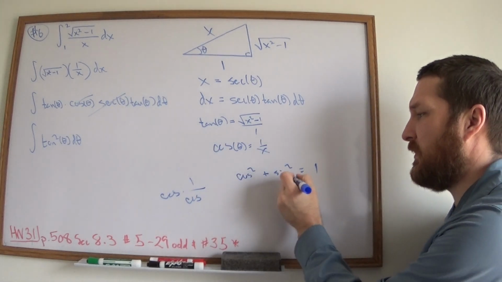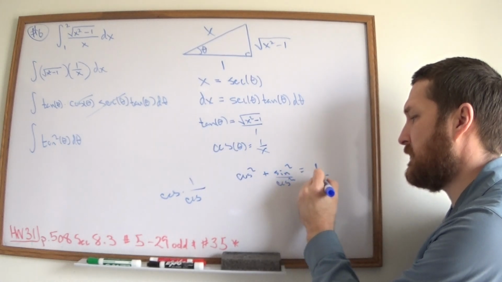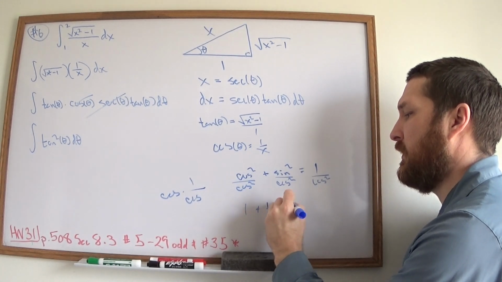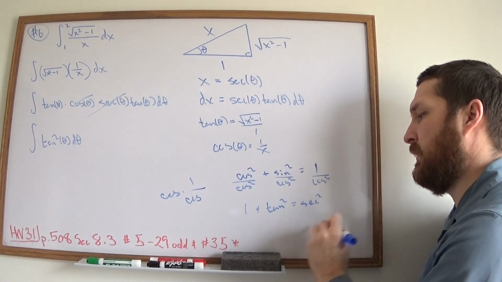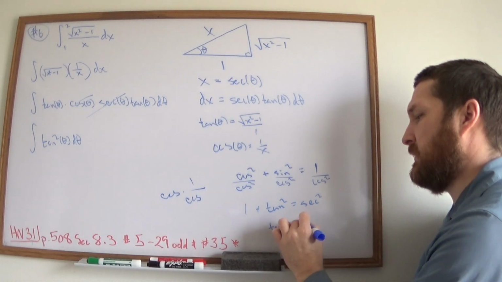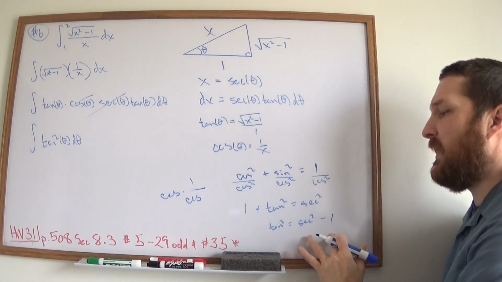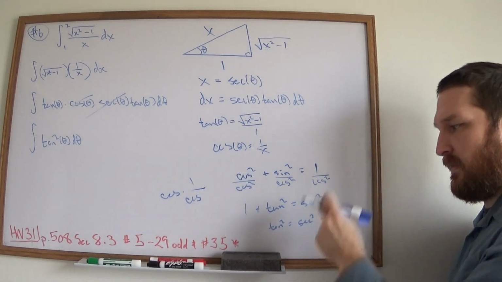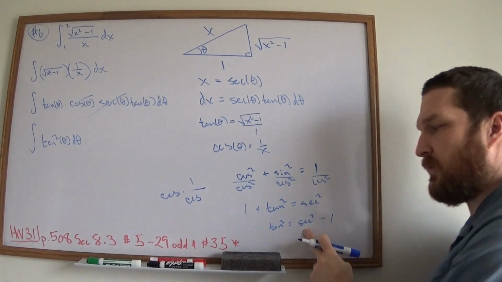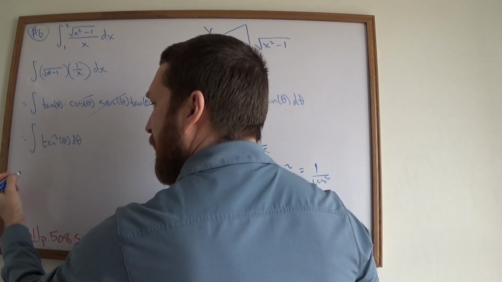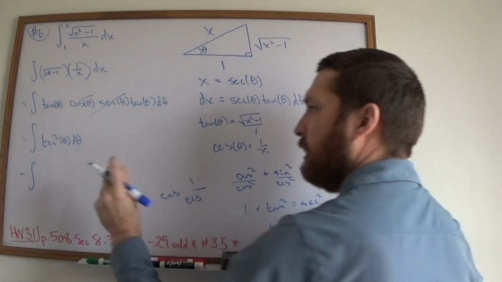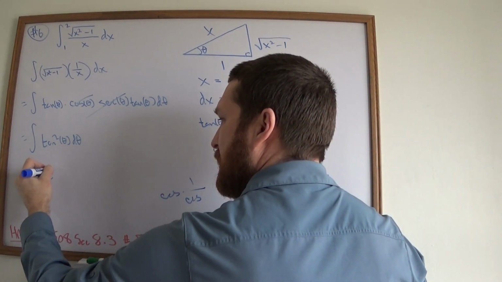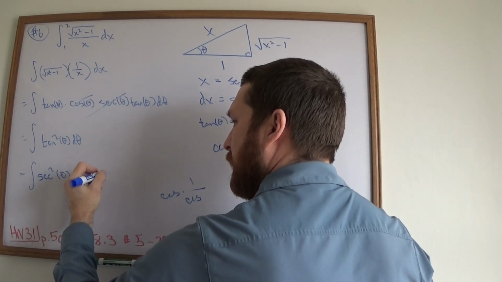I guess it's sine squared over cosine squared. So I'm going to do this: cosine squared over cosine squared, that's 1, plus tan squared equals secant squared. So tan squared is secant squared minus 1. Maybe I'll have more luck if I change it. I do know secant squared is the derivative of some function, so I'm thinking this might actually work out to my benefit. So here we go. Tangent squared is secant squared minus 1.